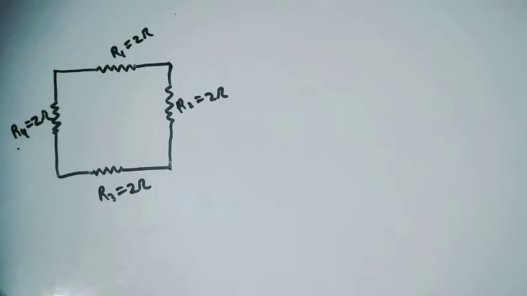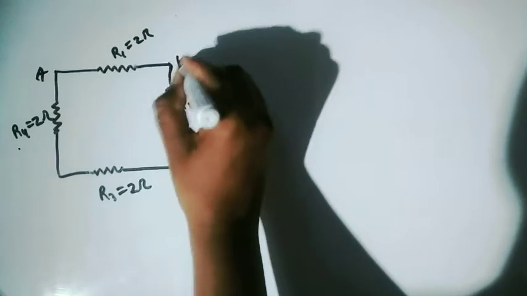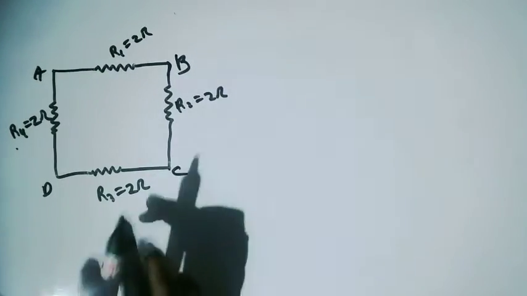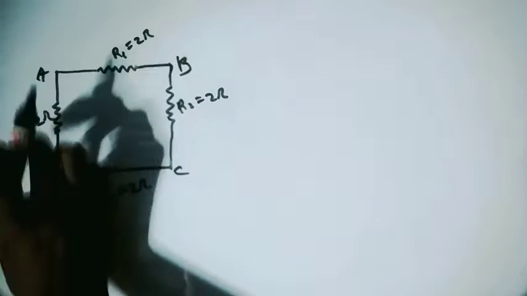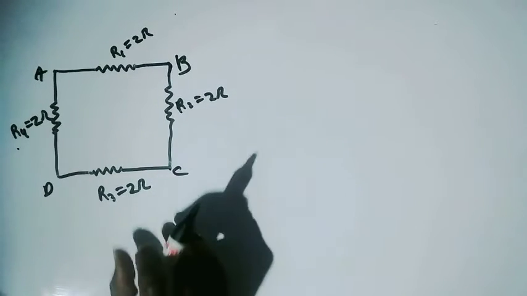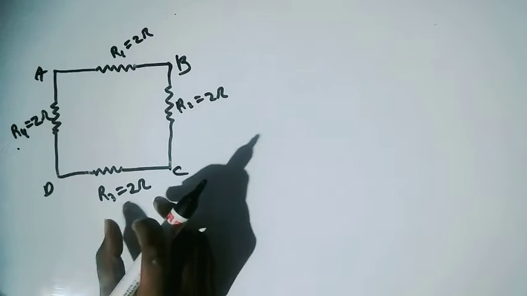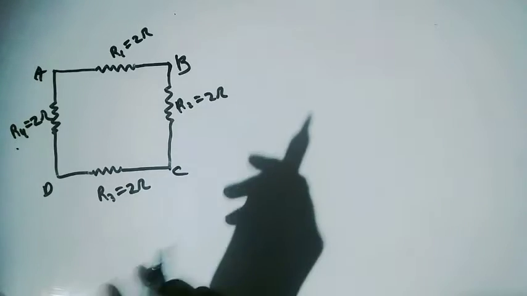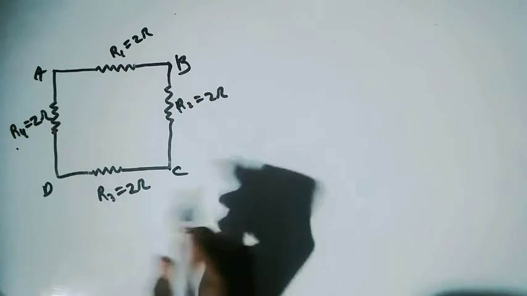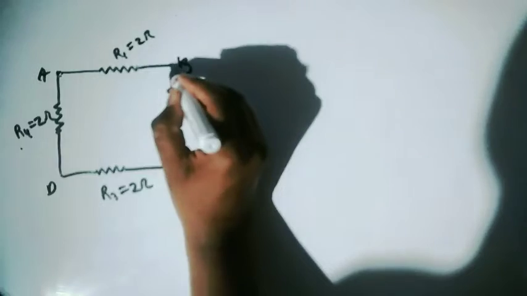So in the next question we have a square A, B, C, D, and these resistors are connected like this, and all of them have a resistance of 2 ohm, and we need to find the equivalent resistance between A and B.